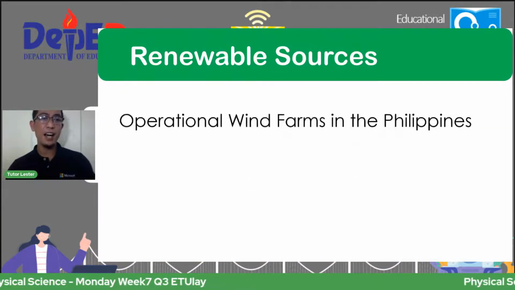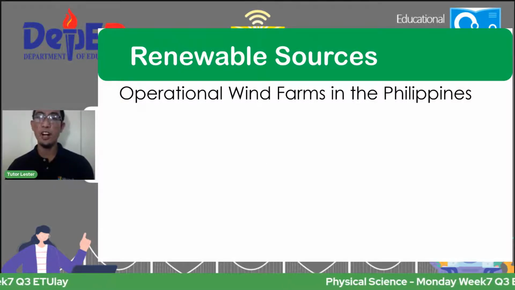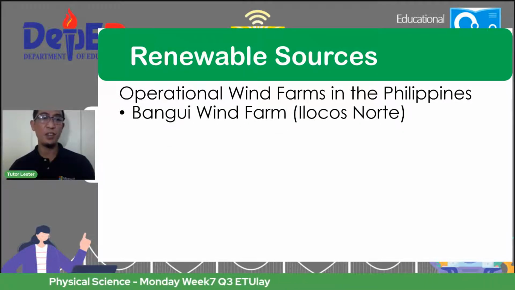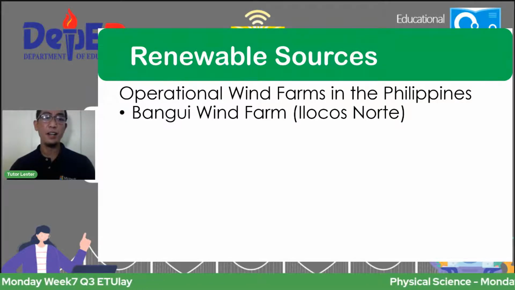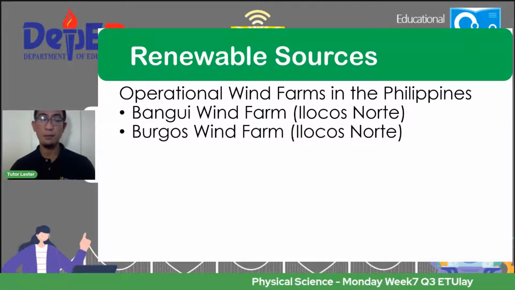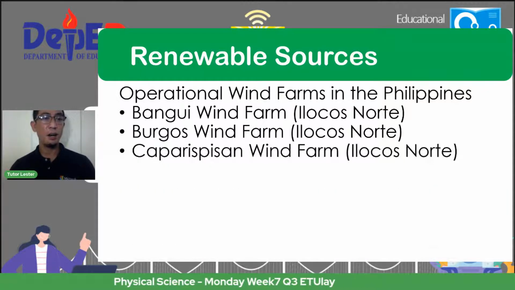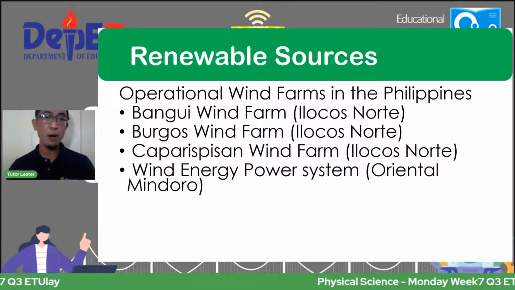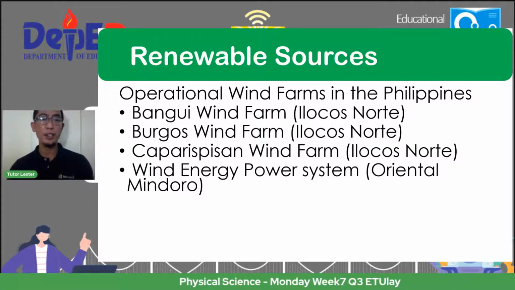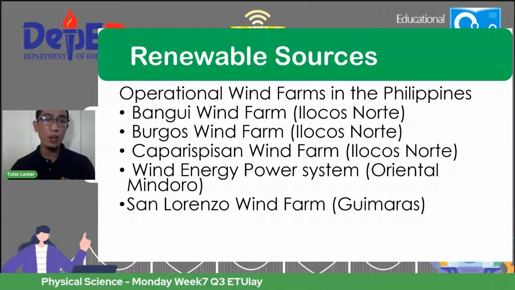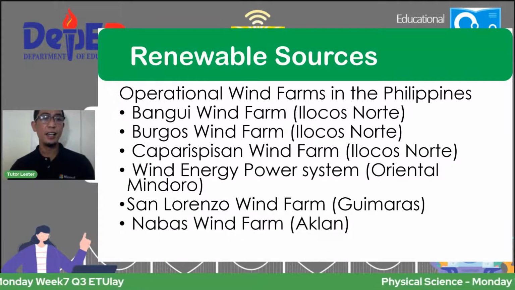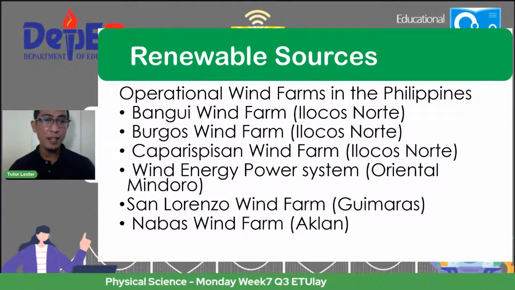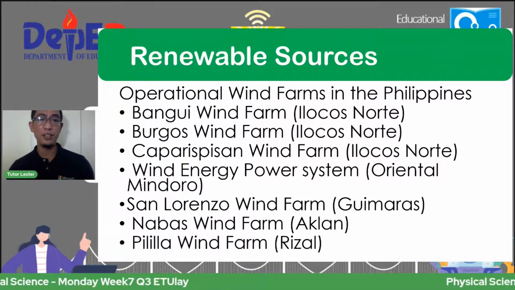So sa Pilipinas, may ilan po tayong operational wind farms. So meron po tayo sa Ilocos Norte, the famous Bangui Wind Farm. We have the Burgos Wind Farm, from Ilocos Norte rin po. Caparispisan Wind Farm, okay, from Ilocos Norte. We have wind energy power system located in Oriental Mindoro. And San Lorenzo Wind Farm found in Guimaras. And the Nabas Wind Farm in Aklan. And lastly, we have the Pililla Wind Farm found in Rizal.